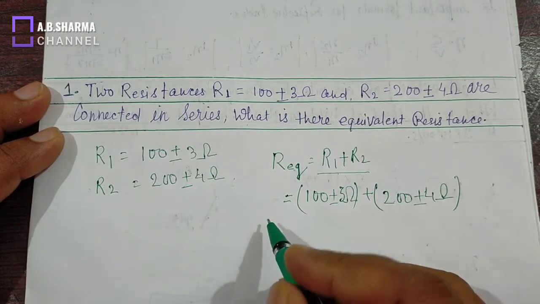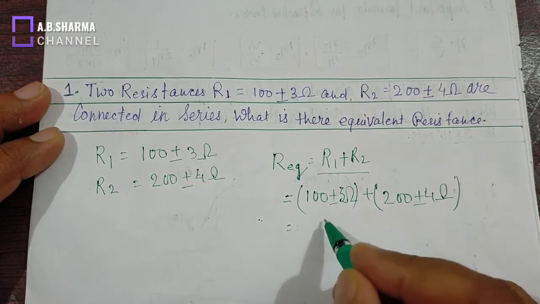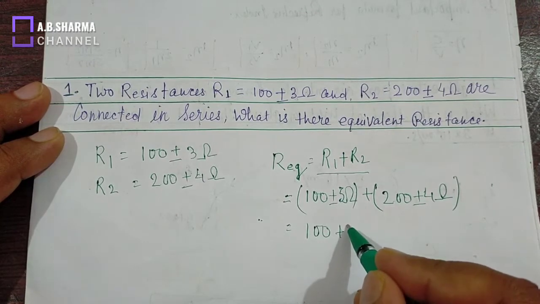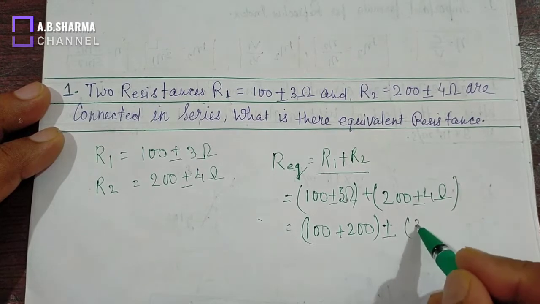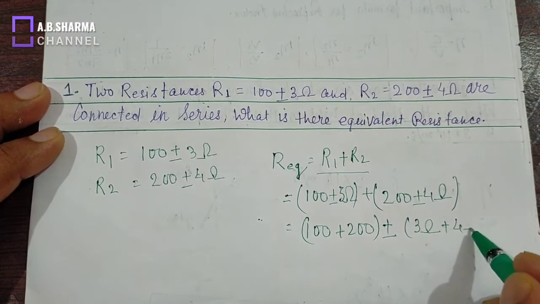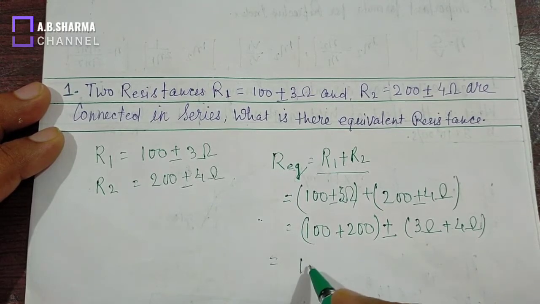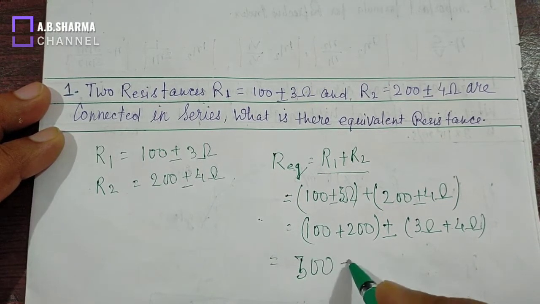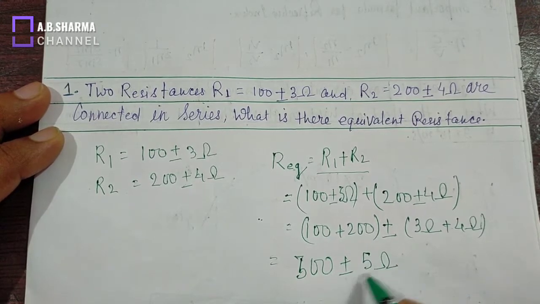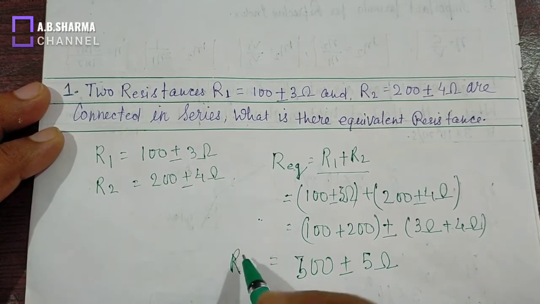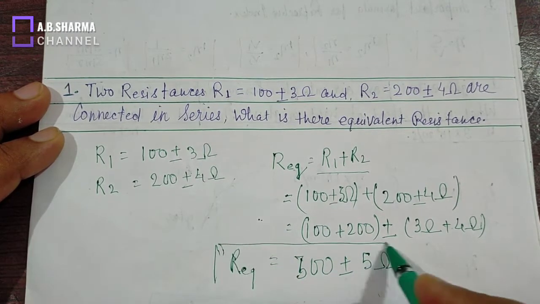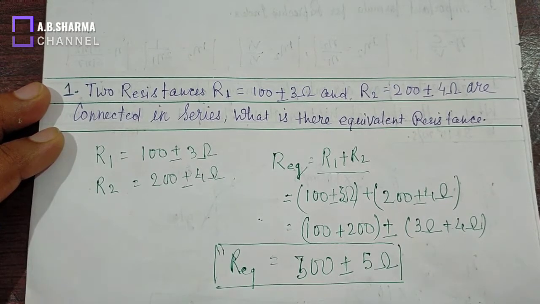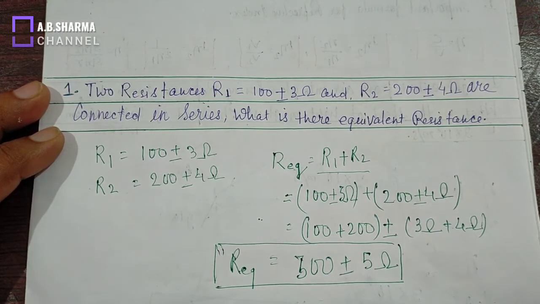So how you will calculate this? This will be 100 plus 200, plus minus 3 ohm plus 4 ohm, which equals 300 plus minus 5 ohm. Wait, that is, 300 plus minus 7 ohm is the sum of errors as stated. So this is the equivalent resistance. This question is very basic from the part combination of errors. Now see the next question.